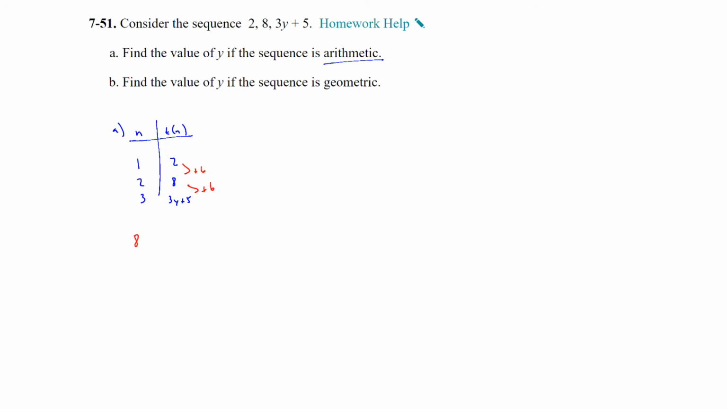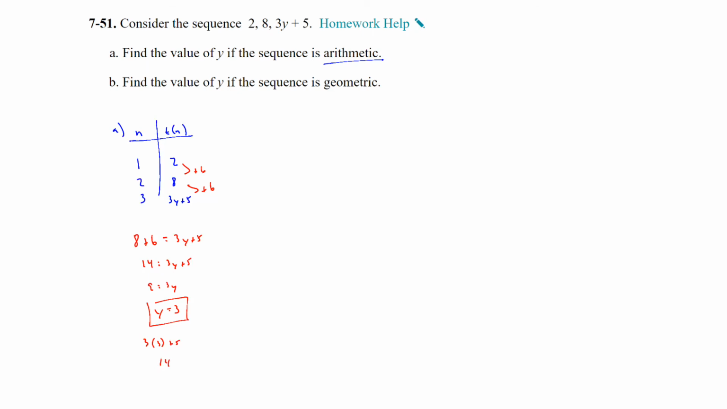So we'll just set it up. 8 plus 6 is supposed to equal 3y plus 5. And if we set that up, then we can solve for the y value if this is an arithmetic sequence. And it looks like we will get a y value of 3. So if you plug that 3 back in, it's 3 times 3 plus 5, which would be 14. So doesn't that make sense? If I take 8 plus 6, that would give me a value of 14. So on the arithmetic sequence, it would be y equals 3.